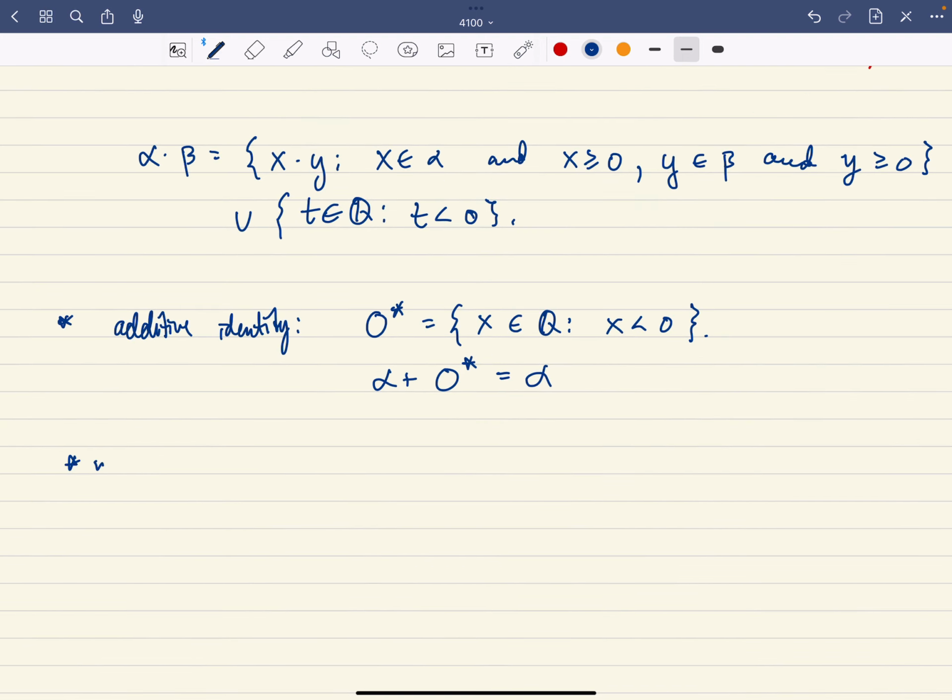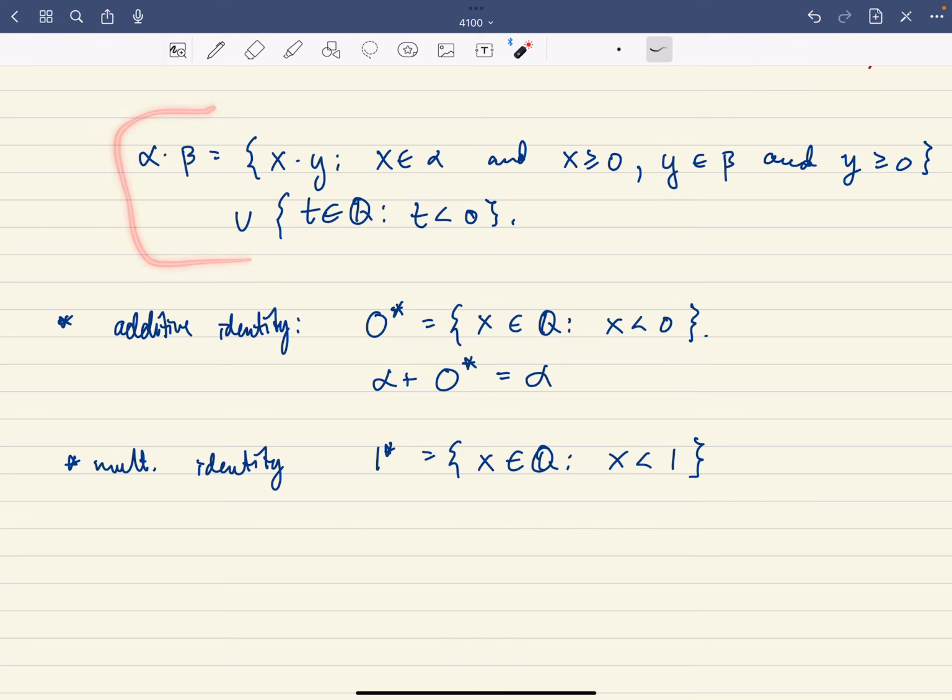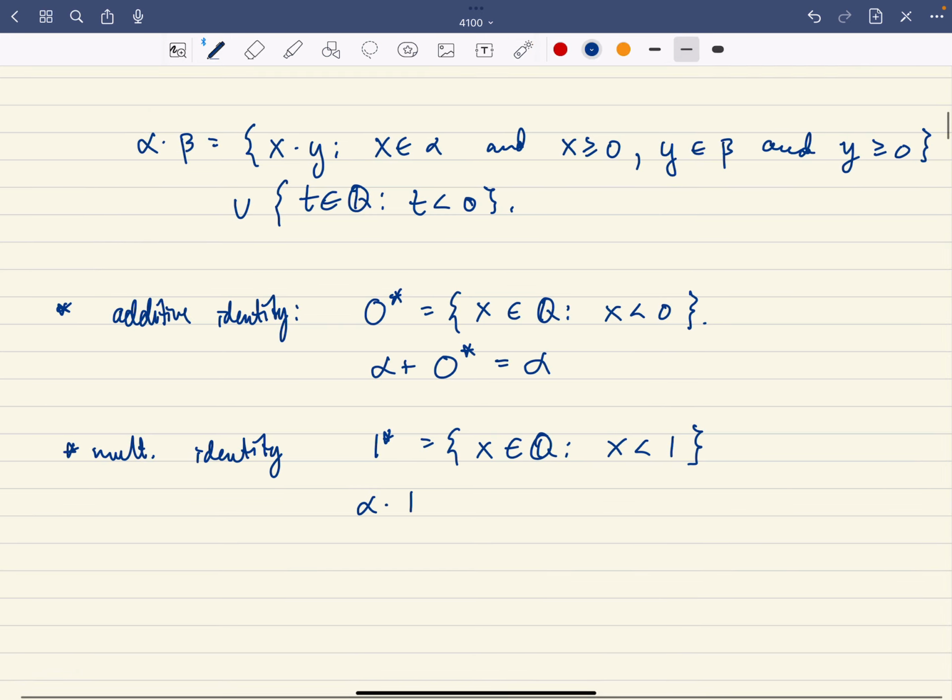And so that's the additive identity. There's also a multiplicative identity. The multiplicative identity is the cut corresponding to the rational number 1. So this is the set of the rational numbers where x is less than 1. And if you walk through this definition of multiplication, you see that alpha times 1 is going to be alpha. You have to consider different values of alpha. When alpha has positive values, or when alpha only has negative values, you have to be a little bit careful there.